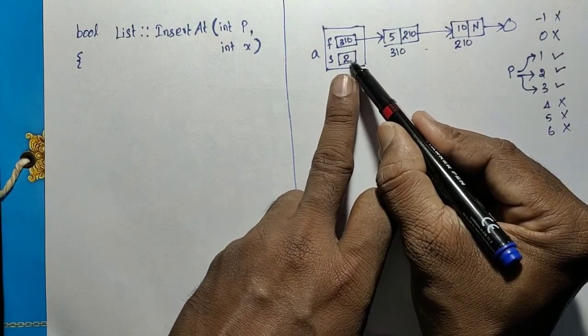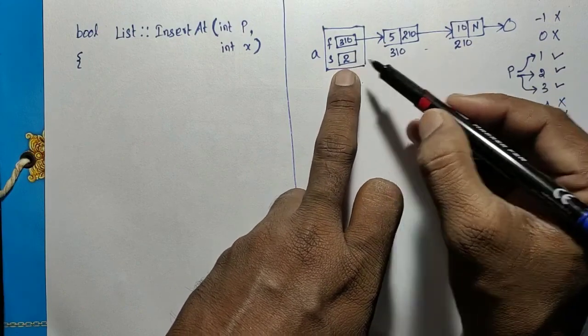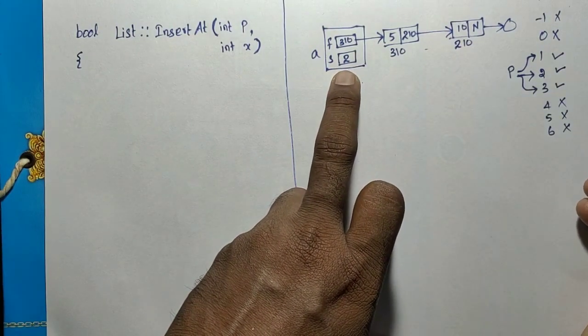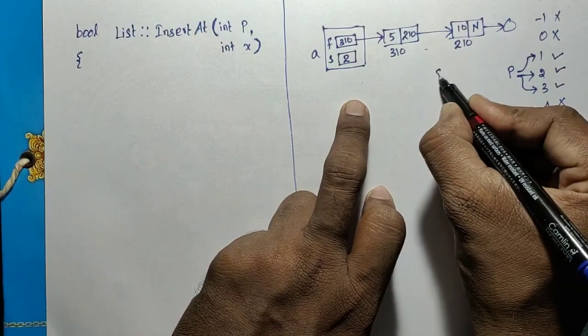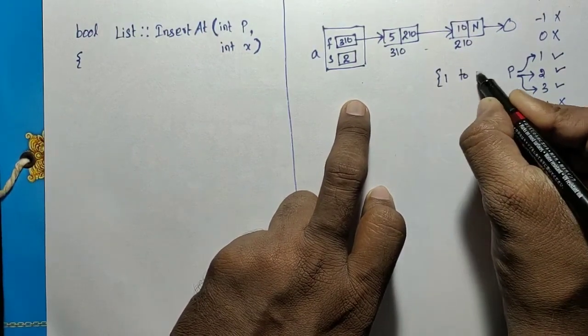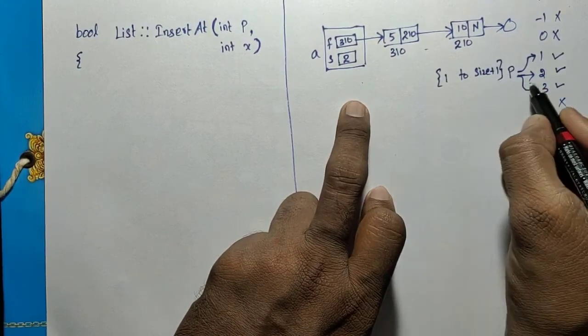If the size equals 1, the valid indexes for p are 1, 2. If the size equals 3, then 1, 2, 3, 4. So p will vary from 1 to size plus 1. So these are the valid indexes for p.